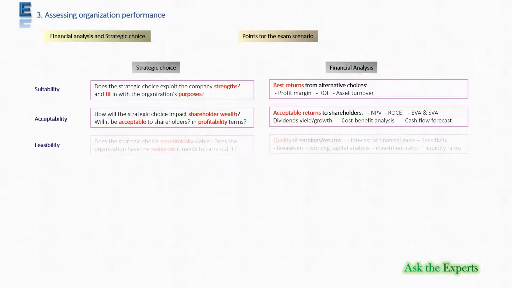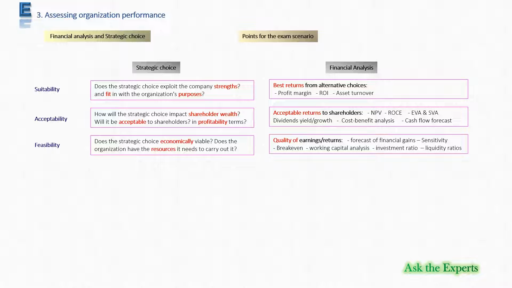For the feasibility, you can ask yourself, is the strategic choice economically viable? Does the organization have the resources it needs to carry it out? The common financial measures that could help determine the quality of earnings or the returns are the sensitivity analysis, the break-even, the working capital analysis, the investment ratio, and the liquidity ratios.